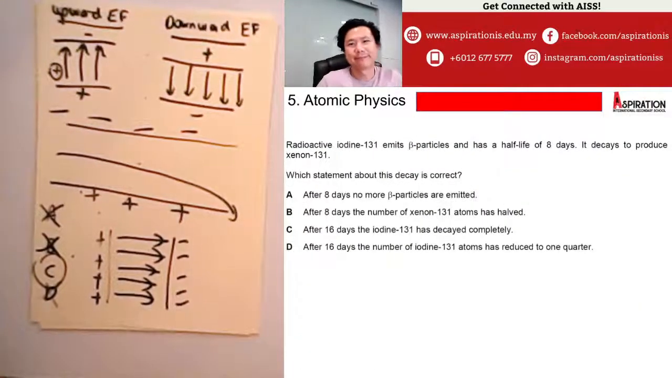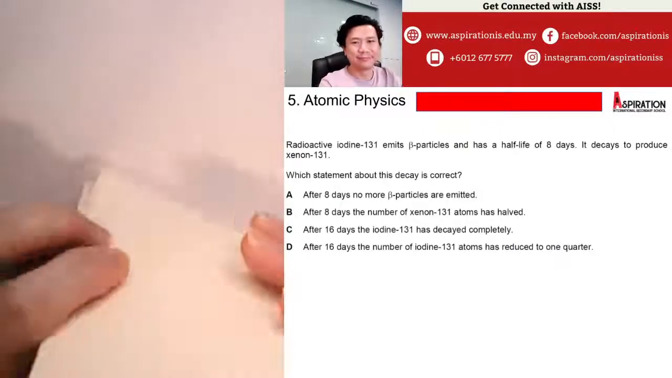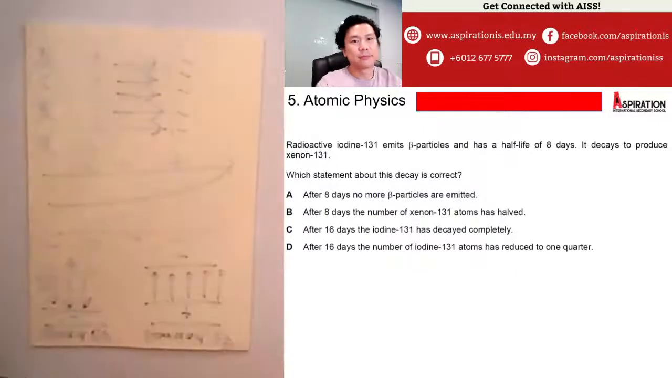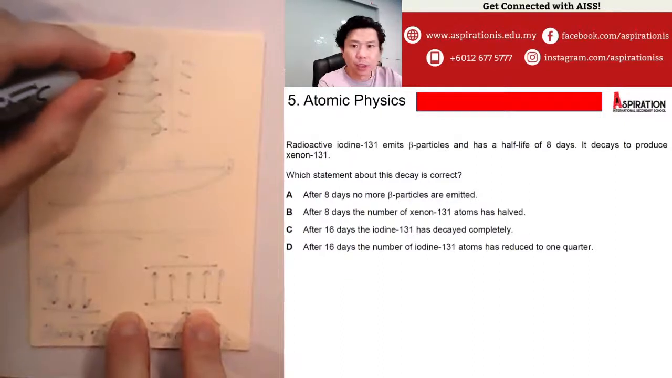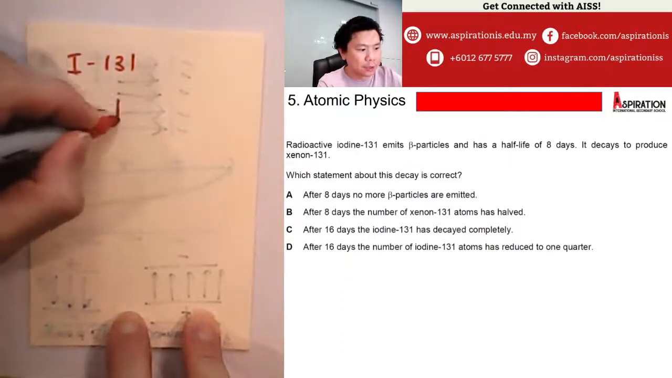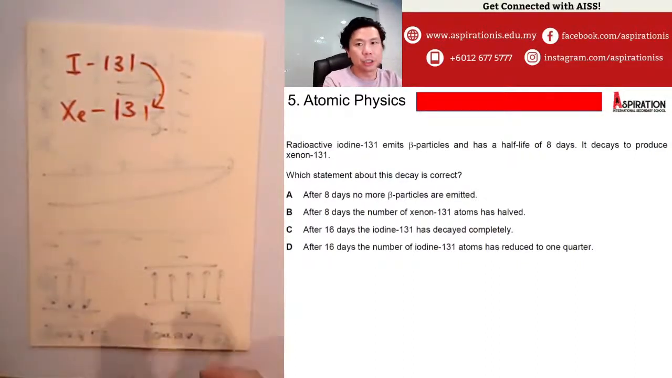Last question. It can be a bit confusing, so please read carefully. So very clearly there are two types of nucleus here. You have the iodine 131 and you have the xenon 131. So this is unstable, it decays and produces xenon 131. So what do you think the answer is, guys?